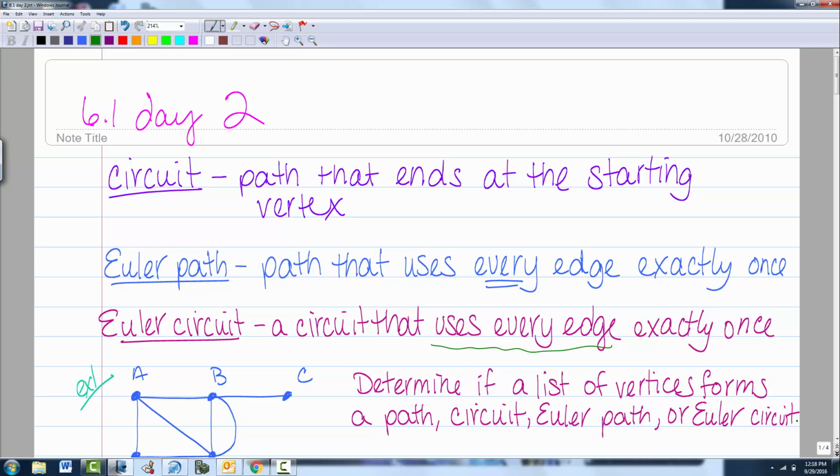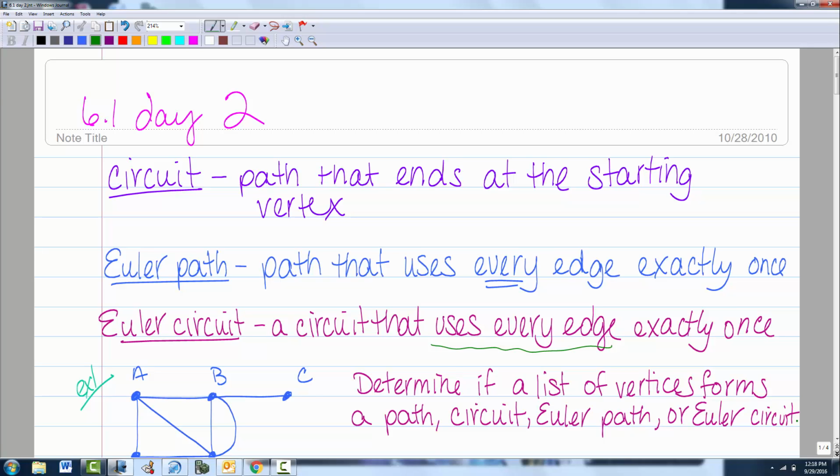Okay, a circuit is a path that ends at the starting vertex. Very easy. Euler. All right. Well, Euler, there's a little thing in the beginning of the chapter about Euler, big time mathematician. Hey, I just said Bueller today, right? Rhymes. Euler. A Euler path is a path that uses every edge, and it uses every edge exactly once.